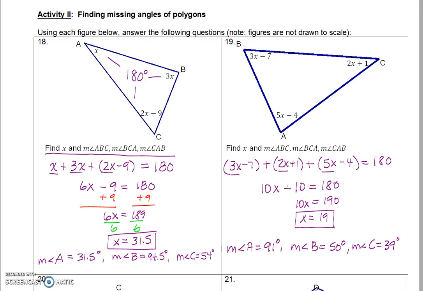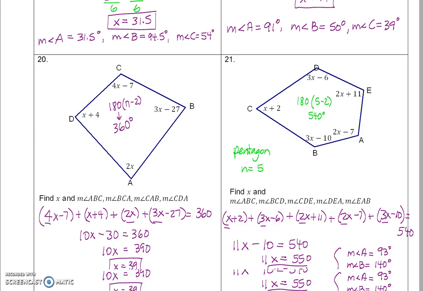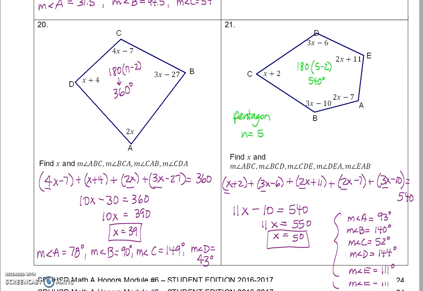Okay, I hope you had fun solving these equations and using your polygon formula. Number 19, x equals 19, and you can see that angle A is 91 degrees, angle B is 50 degrees, and angle C is 39 degrees. Once you get to number 20 and 21, you have to first realize that the figure is a four-sided figure in number 20, so the angles add up to 360 degrees. X equals 39, and the measures of the angles are 78 degrees, 90 degrees, 149 degrees, and 43 degrees, respectively.